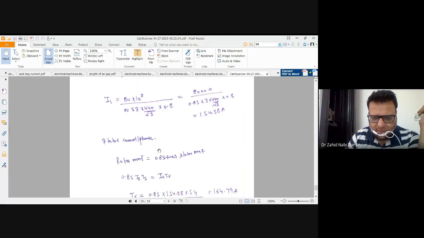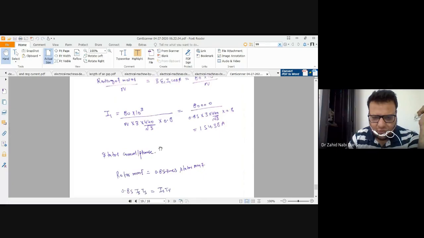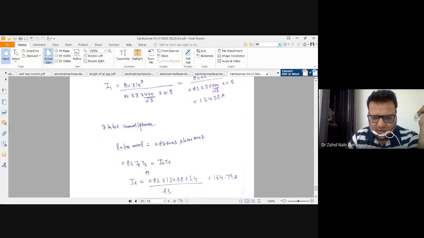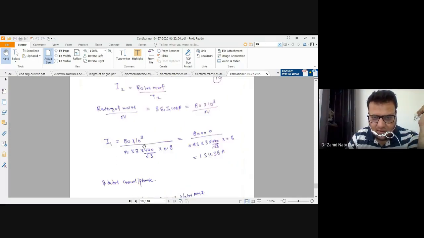The stator current per phase now is equal to how much? 0.85 times the stator mmf. So the rotor mmf would be 0.85 times Is into Ts. This is the stator current into the stator number of turns, equal to Ir, the rotor current, into Tr. So you have Ir equal to 0.85 times the current you calculated. This is the stator current, because this I1 was stator. Remember one thing: when I'm taking I1, that means it is going inside the supply side, so this would be stator.